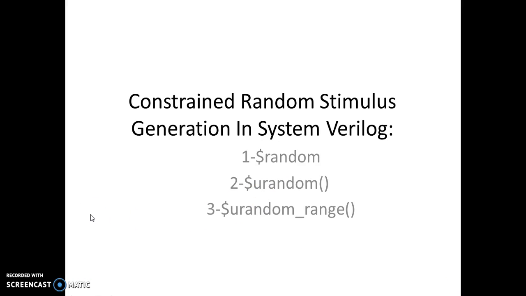Welcome to this lecture. In this lecture, I will teach you constrained random stimulus generation in System Verilog. What does it mean? It means the method, the way to generate random data in Verilog or System Verilog. There are three different ways by which you can generate random data. The first one is $random, the second one is $urandom, and the third one is $urandom_range.